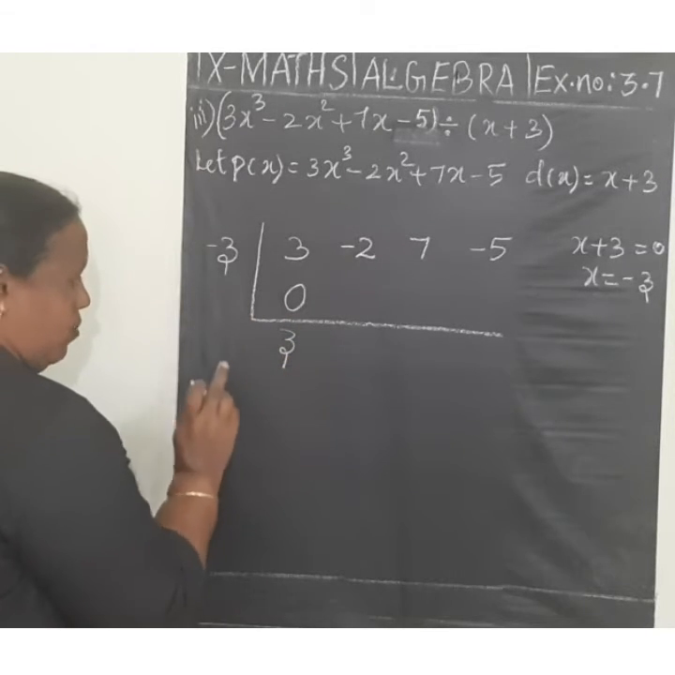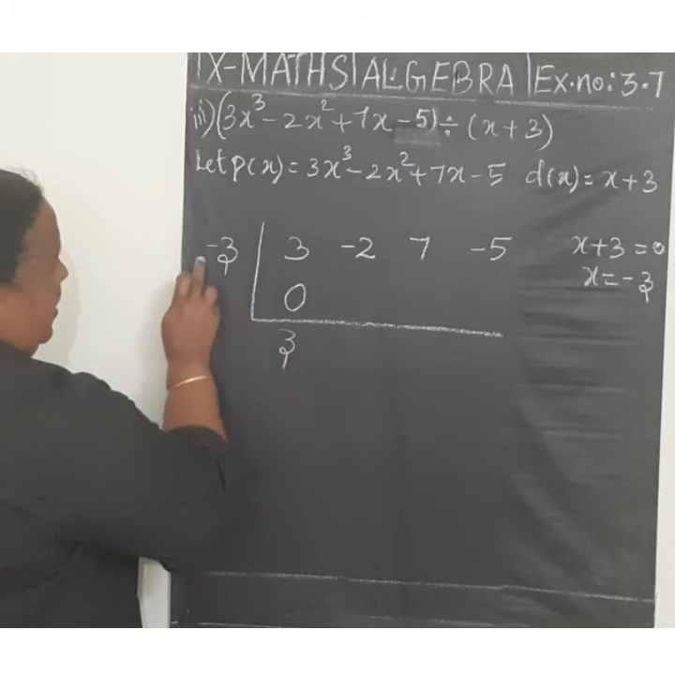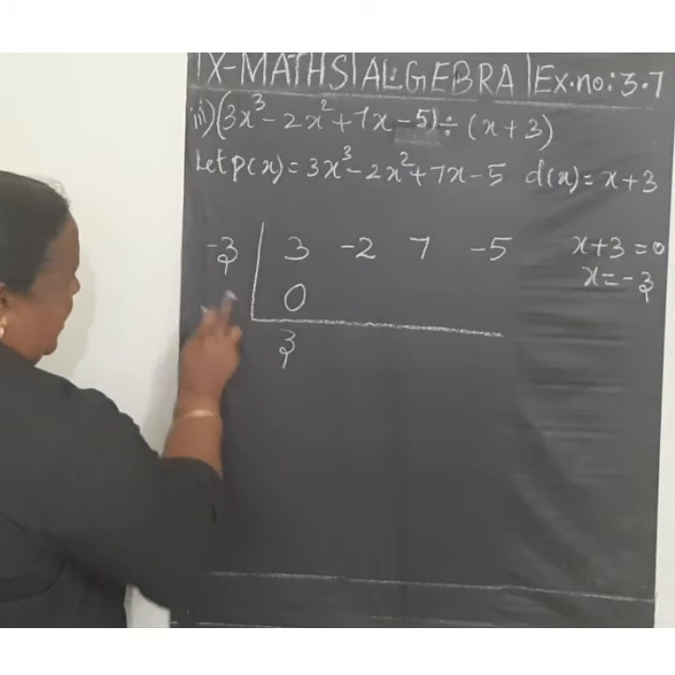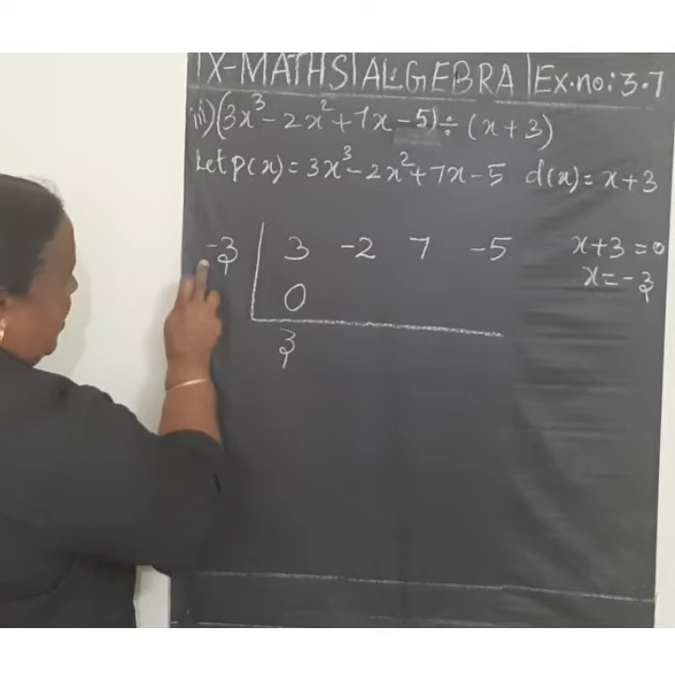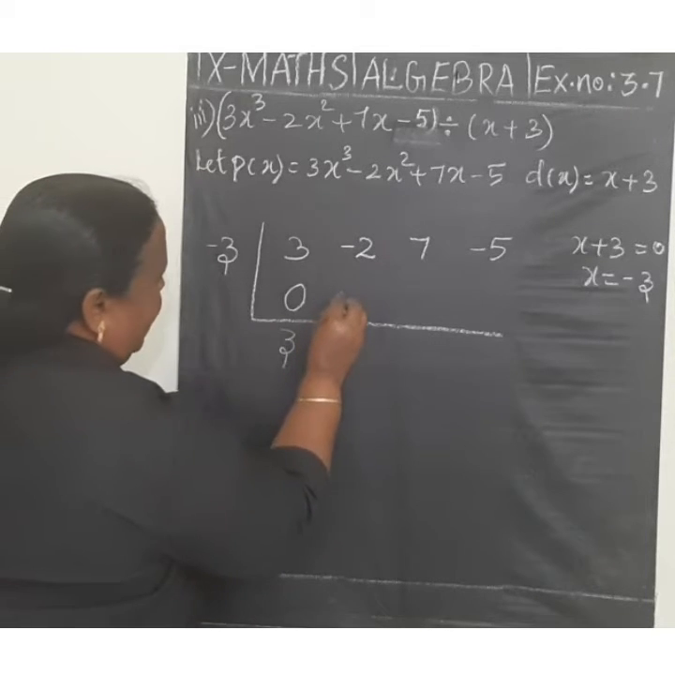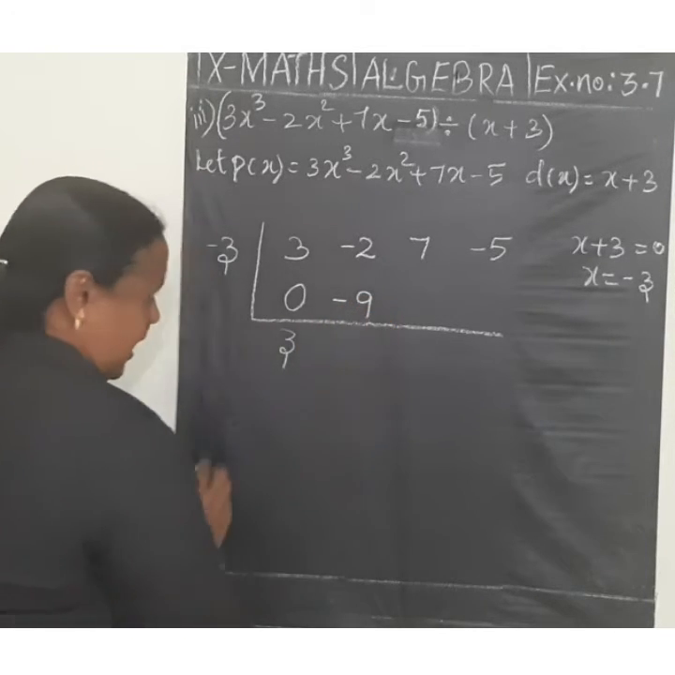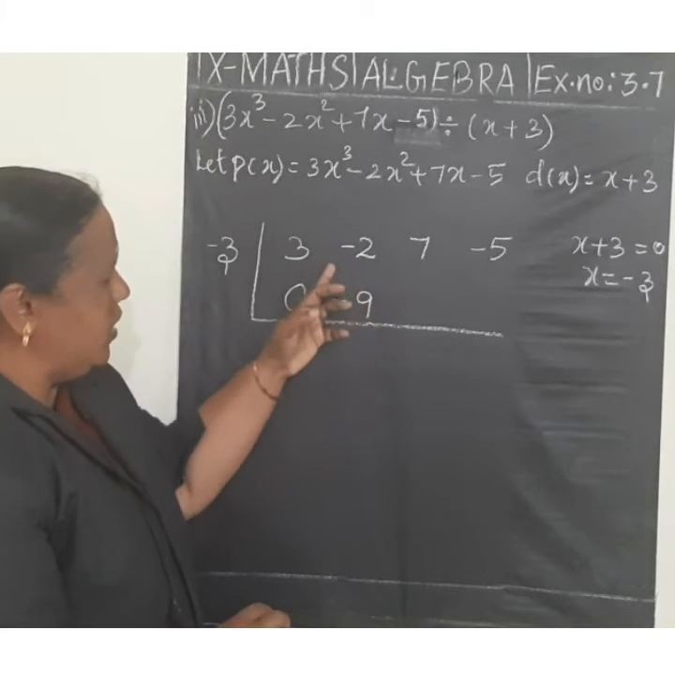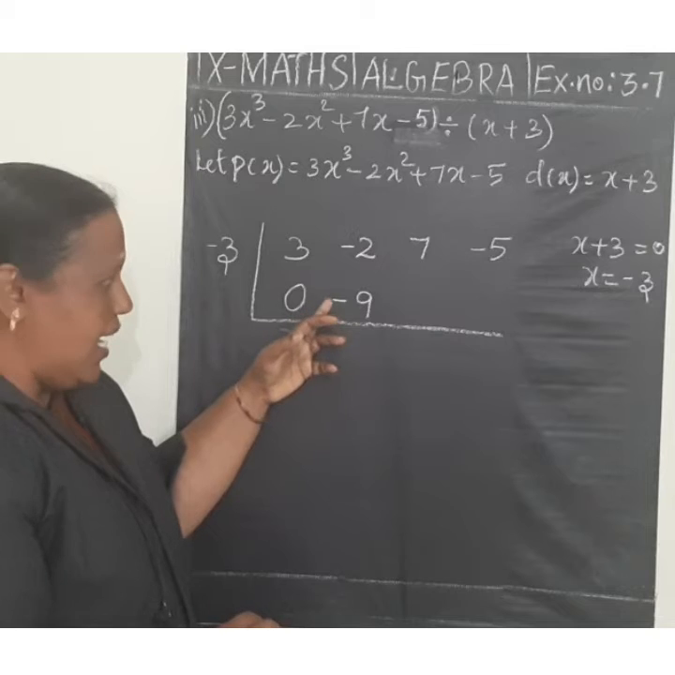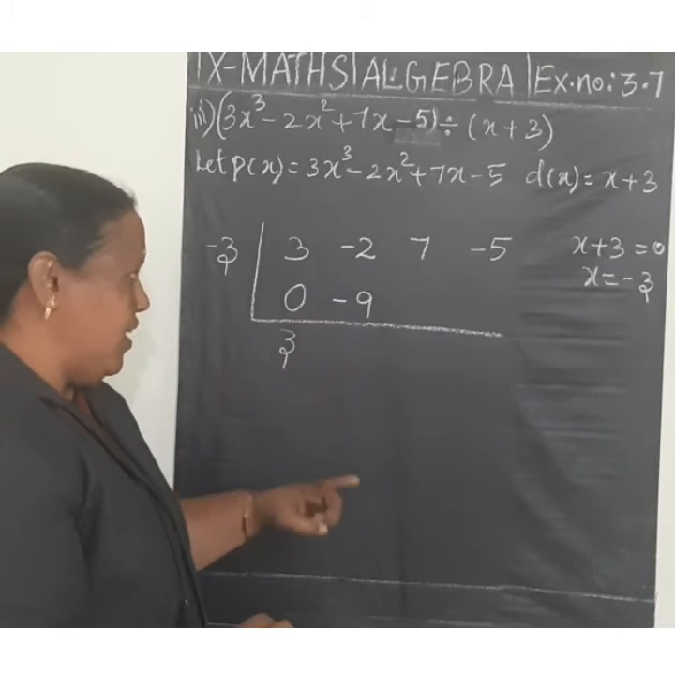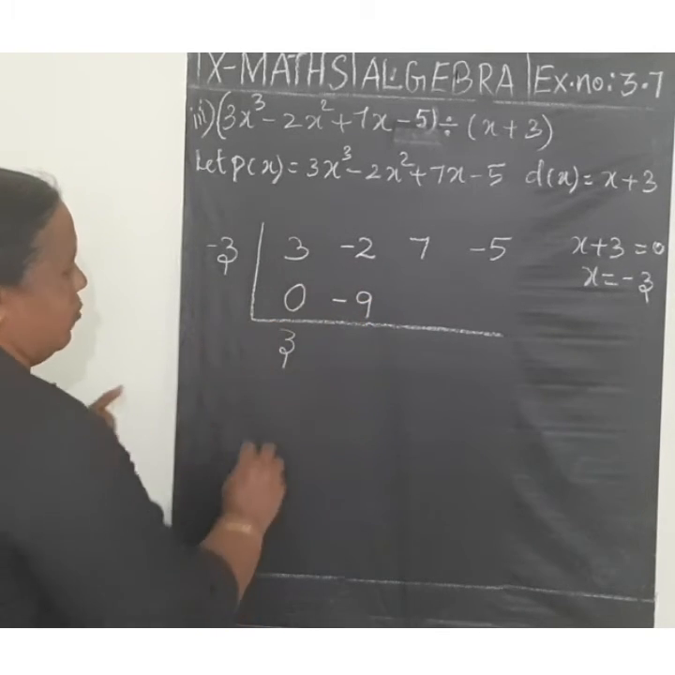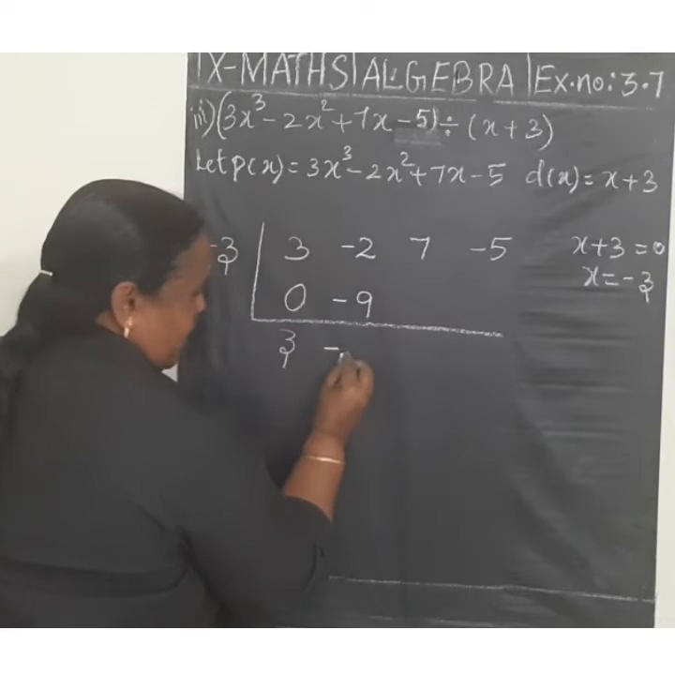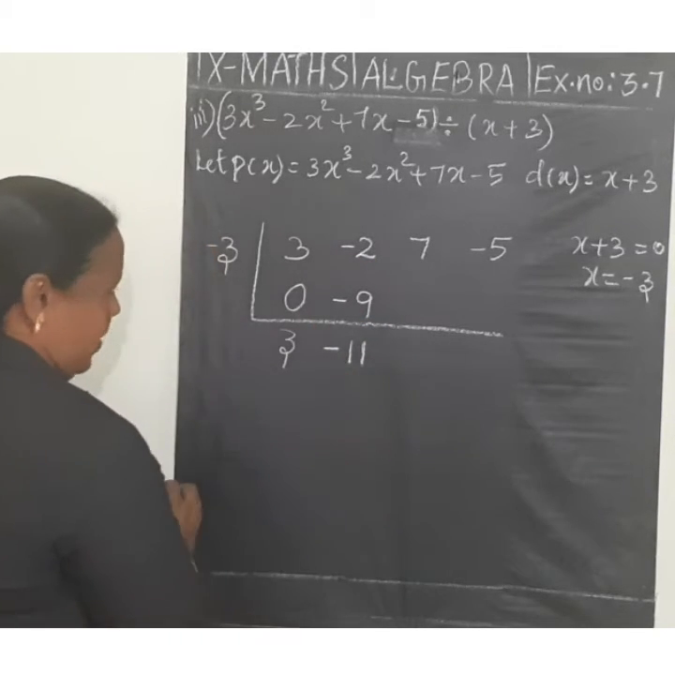Next we multiply this 3 and the minus 3. So 3 3s are 9. Here plus sign, here minus sign, so plus into minus is minus. So we write this minus 9 in the second column. Then in the second column we add. Both are in minus sign, so we add and then put the minus sign. So 9 plus 2 is 11. Here both are in minus sign, so we write here minus 11.